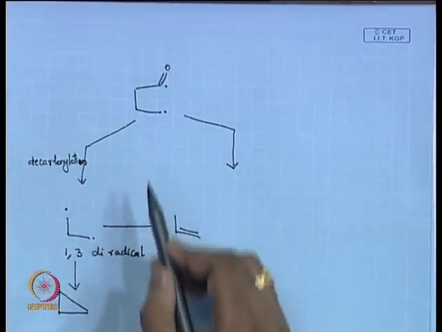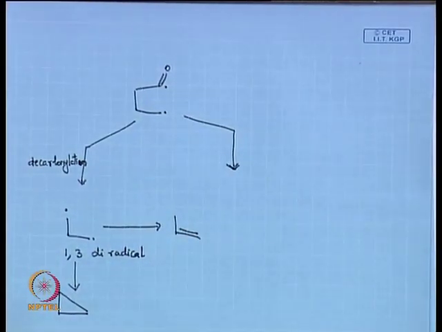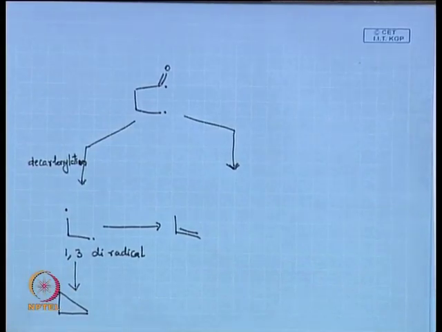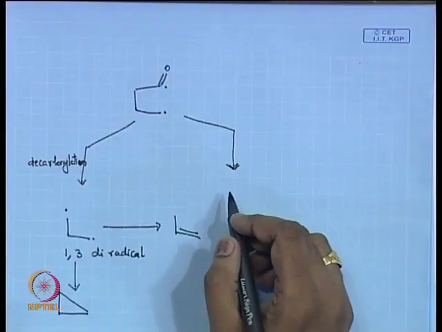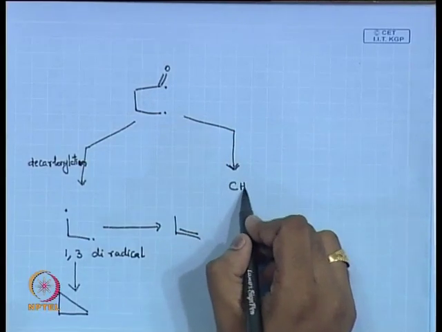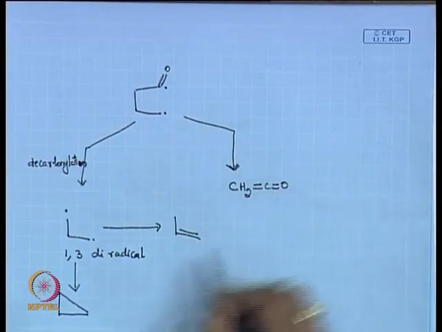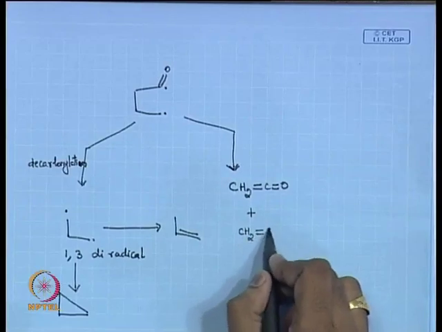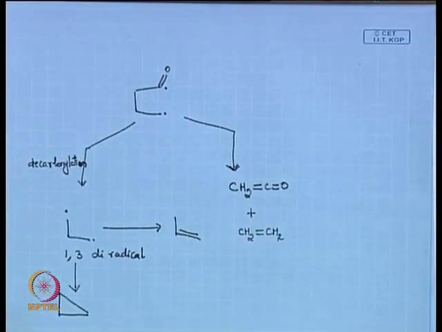Any idea what secondary process this molecule can do? Anything interesting which this particular radical can do? It is a type of 1,4 diradical, right? 1, 2, 3, 4. 1,4 diradical, we have studied. It can do beta cleavage. So, if it does beta cleavage, then what do you end up with? You will end up with ketene, right? Plus you can end up with another fragment, so it looks more like a 1,4 diradical system doing its beta cleavage.